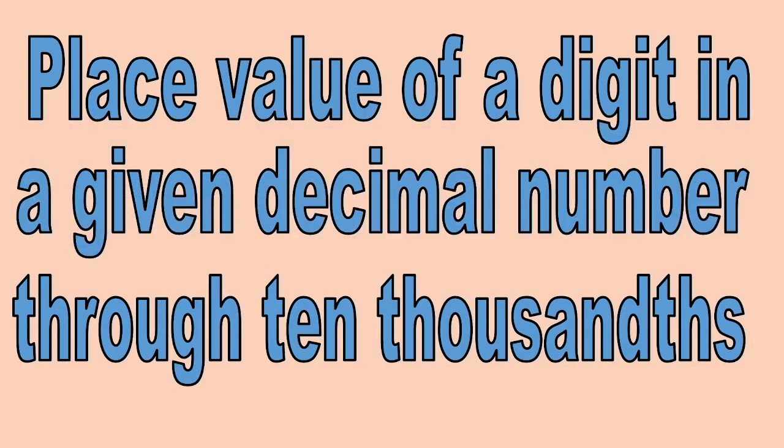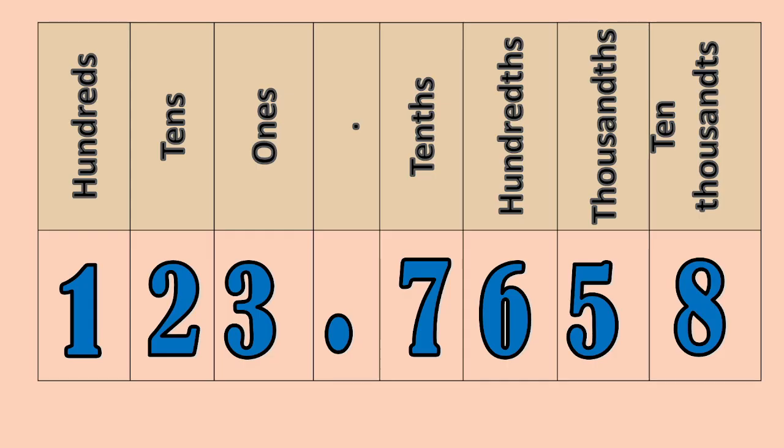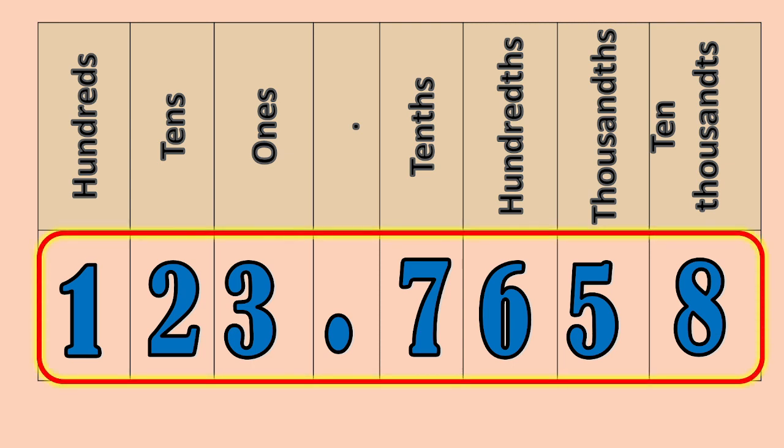Today, you are going to learn about place value of a digit in a given decimal number through 10,000ths. I have here a decimal place value chart. The given number is 123 and 7,658 10,000ths.